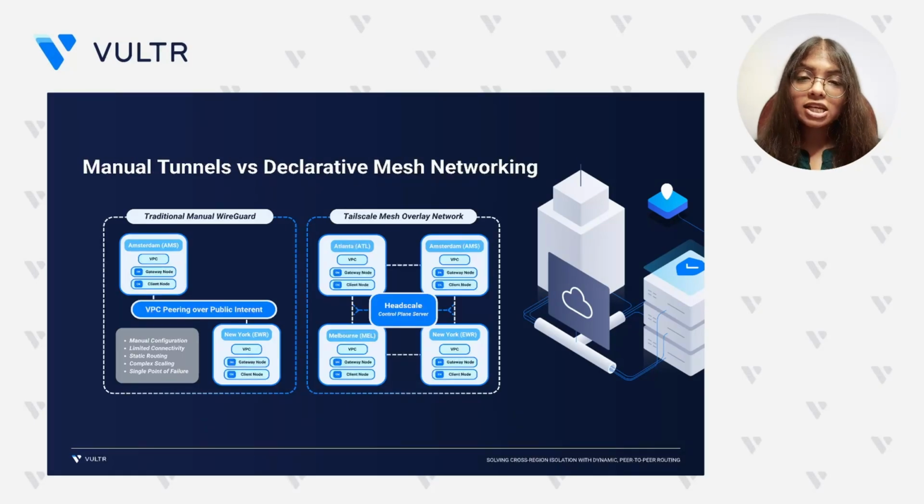Let's now compare traditional VPN approaches with what we are building. A manual WireGuard setup requires you to generate and distribute keys manually, configure tunnel interfaces and routing per peer, manage NAT and firewall rules across regions, and update peers as and when the network grows or changes. That's fragile, static, and non-scalable.